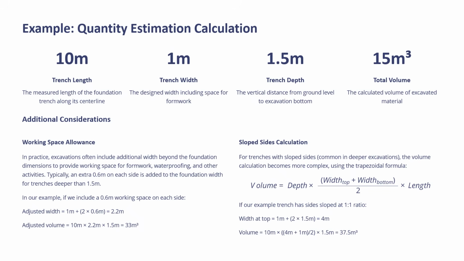So here, you have to calculate the length along its center line. Then trench width, this is the design width including space for formwork. Then depth means the vertical distance from the ground level to the excavation bottom. So total volume is 15 meter cube, the calculated volume of the excavated material.